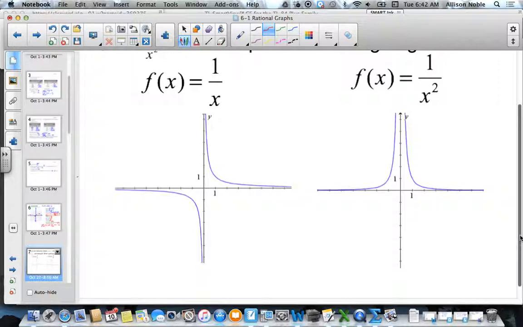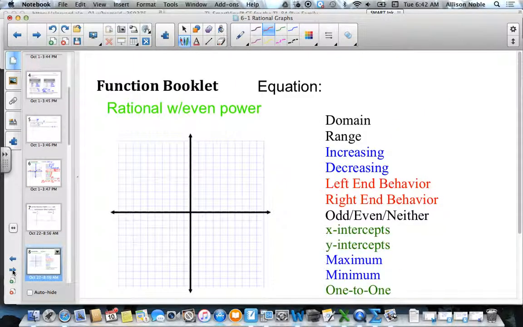So now we're going to do our same parent function for 1 over x squared. Once again, kind of ignore the word function booklet, but we just need to have a place where you can go back and reference the parent function. So our equation here is going to be f of x is equal to 1 over x squared. So we're talking about 1 over x squared instead of 1 over x, and this is the only other parent function we're going to talk about today.